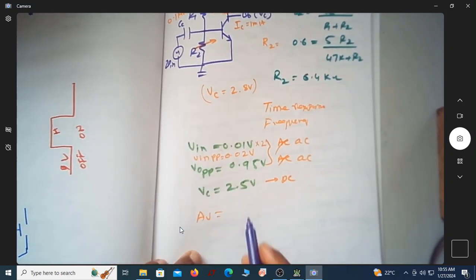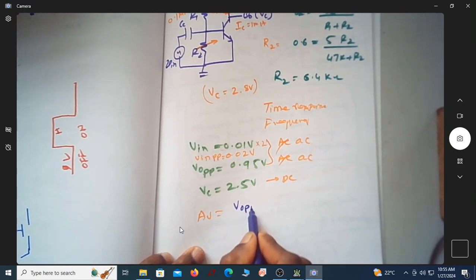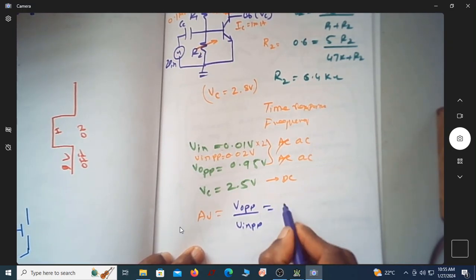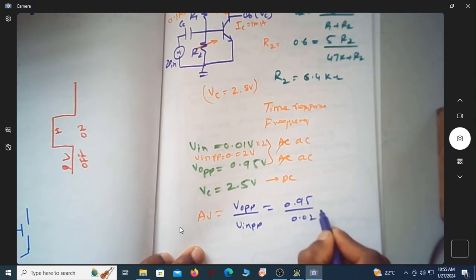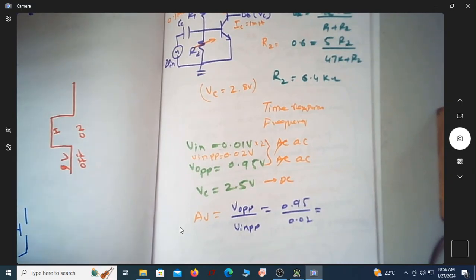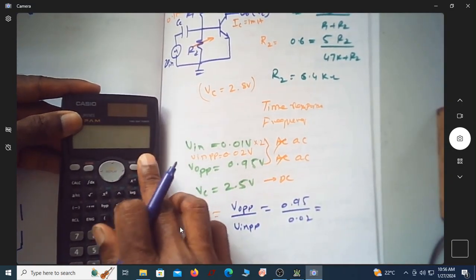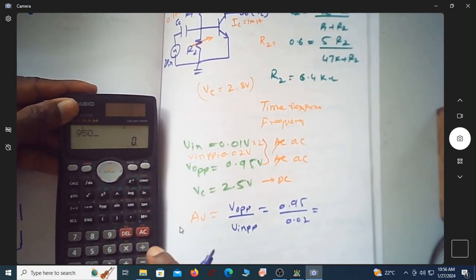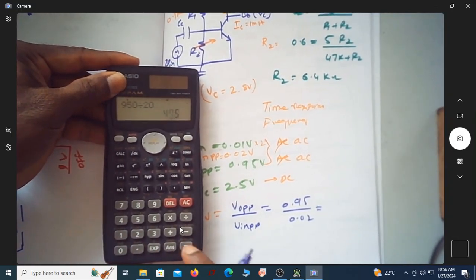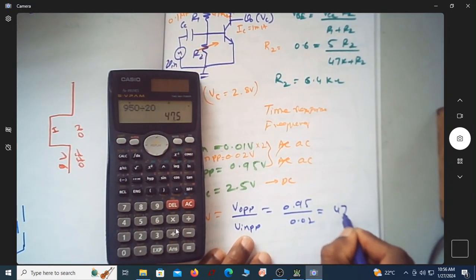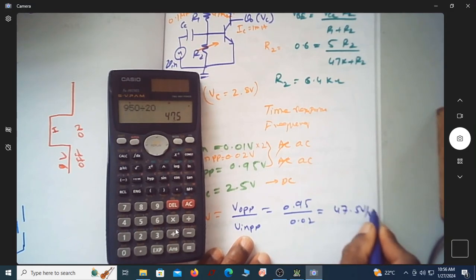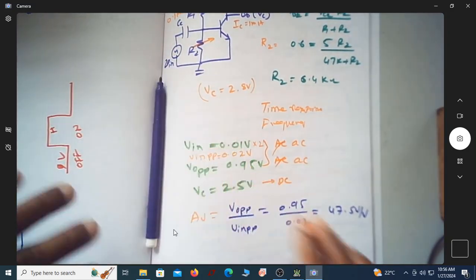The gain of the amplifier is given by V naught peak to peak divided by V in peak to peak. So it is 0.95 by 0.02. So I can find out the gain of this amplifier. It is 950 millivolt divided by 20 millivolt. Now the gain is 47.5 volt per volt. So this is the gain of the amplifier.